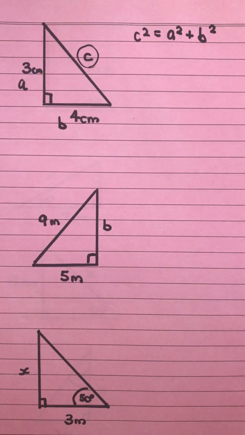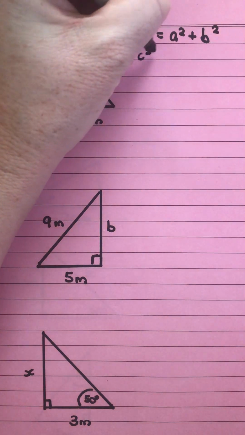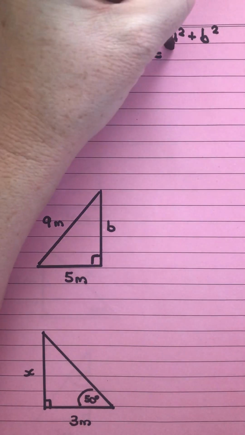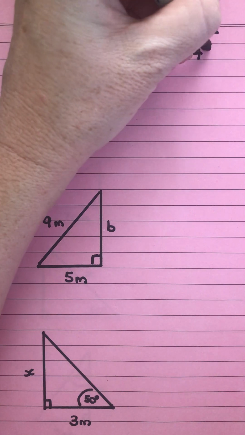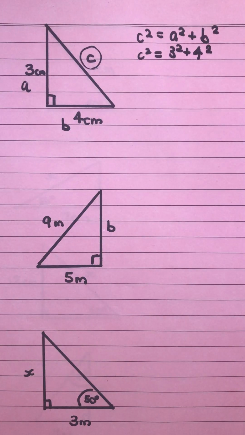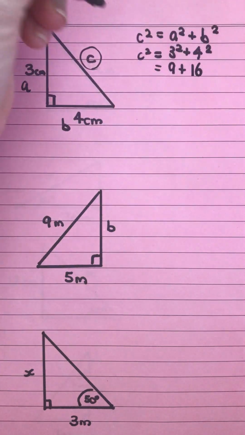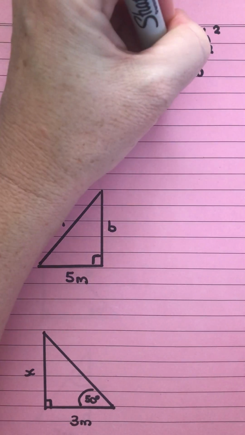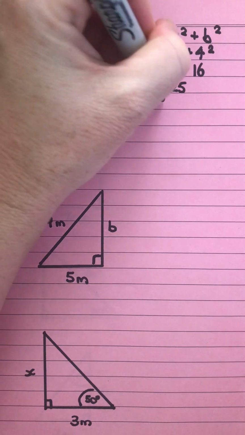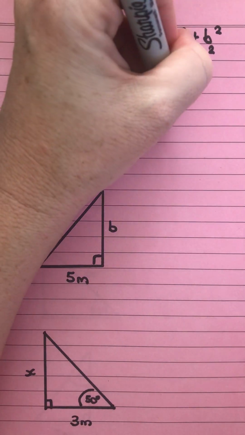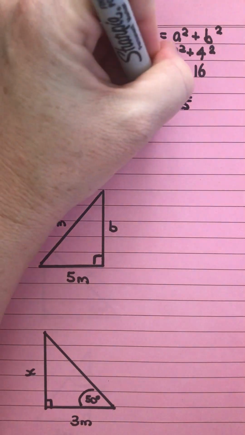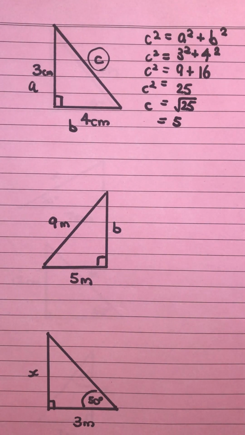So now we're going to put in what we know. C squared is equal to 3 squared plus 4 squared. So our next step is to work them out. 3 squared is 9, 4 squared is 16. When we add them together, we're going to get 25. So to get our C value, we're going to have to do the square root of 25, which is 5. This one you can see falls into our golden ratio triangle, 3, 4, 5.